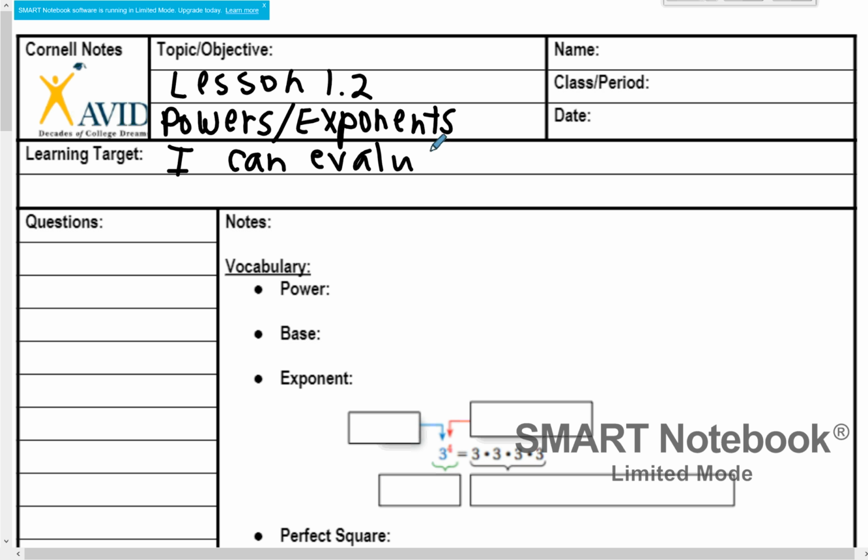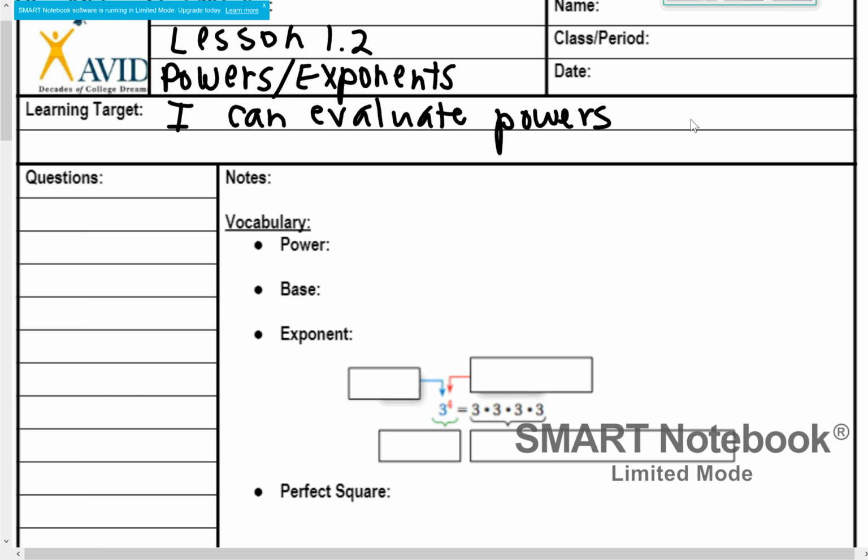Evaluate powers. Make sure that if you don't already, you have your name, class period, and the date written up at the top. All right, we're just going to start off with some vocabulary so you know the difference between a power and an exponent and a base and all that good stuff.